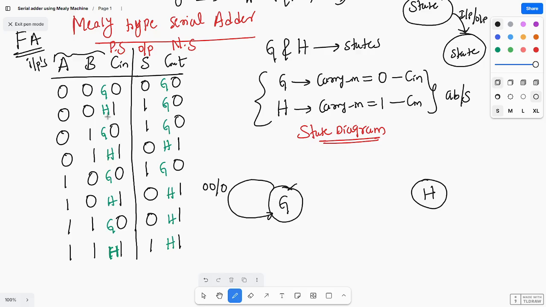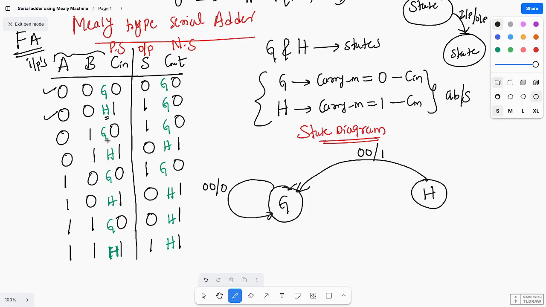Next, you are at H. What is the next state? The next state is G. And the input is 0,0, and the output is 1. So this is over and this is over.